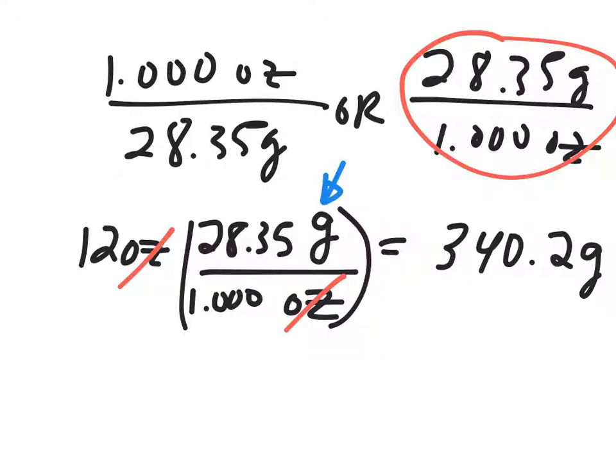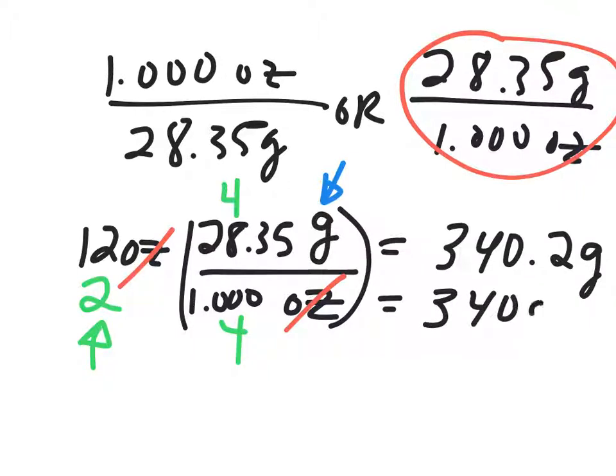I need to figure out how many significant digits I should be writing down. So this is a multiplication division problem. So we know that the number of sig figs in the final answer is determined by the lowest number of sig figs that we used in our multiplication. So in this case, we had 2 sig figs in this number. We had 4 sig figs in the numerator here and 4 sig figs in the denominator. So that means we should have 2 sig figs in our final number. So we're going to round 340.2 grams off to 340 grams.